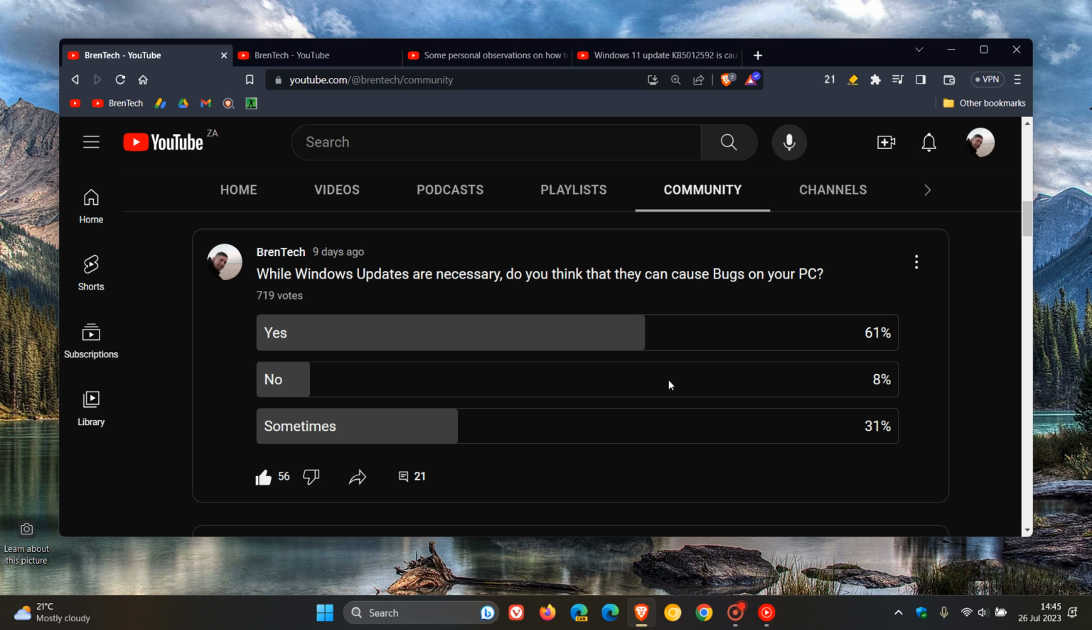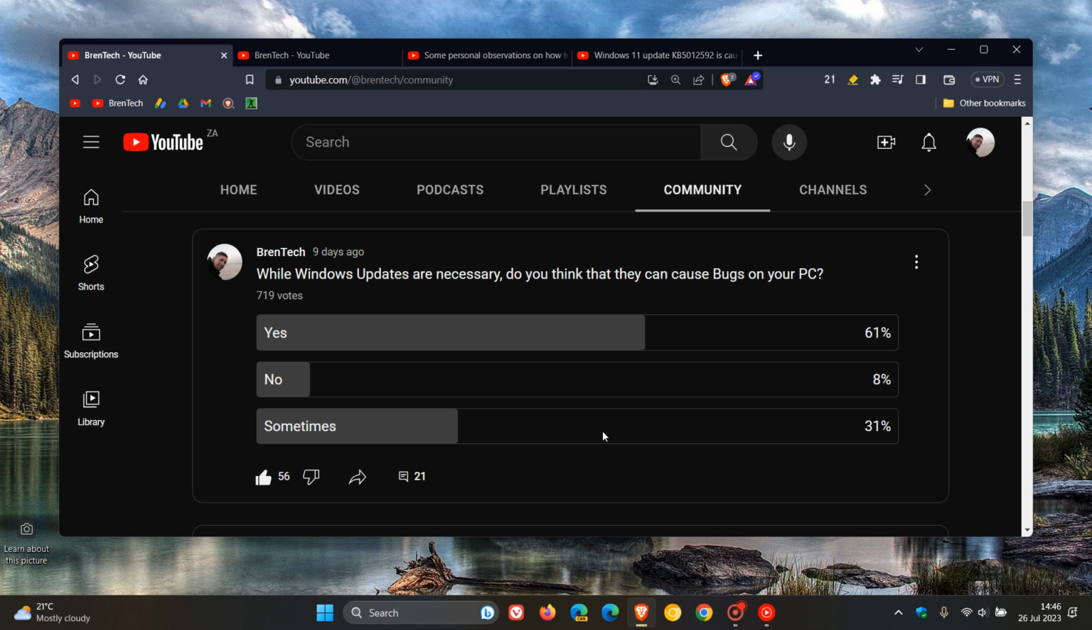Now, my reason for falling into the sometimes category is I feel that sometimes Windows updates themselves can have little bugs in the updates that can cause issues. And then on the other side, I have said sometimes because I think a lot of the update issues, I would say about 70% of update issues, are caused by pilot error.